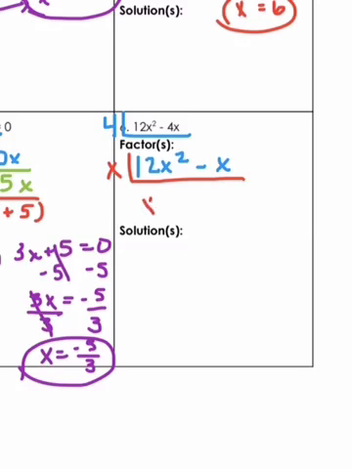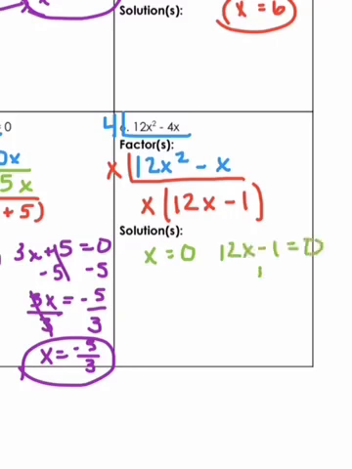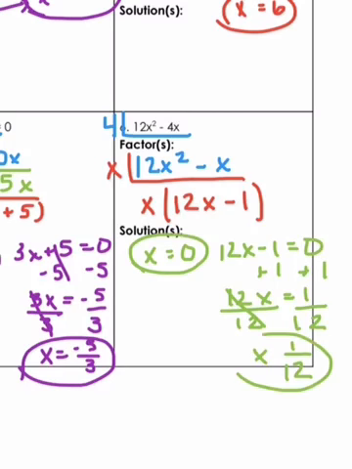So we would be left with x and 3x minus 1. Take each of those factors and set them equal to 0, and solve. And remember, it's okay to have a fraction. So your solutions are x equals 0 and x equals 1/3.